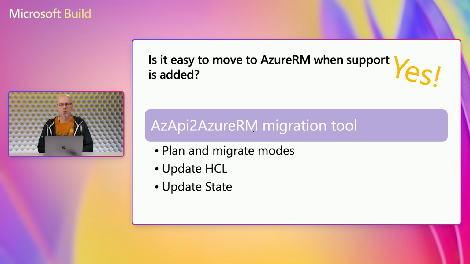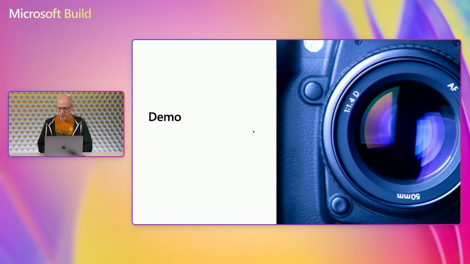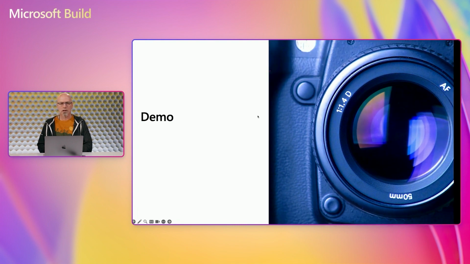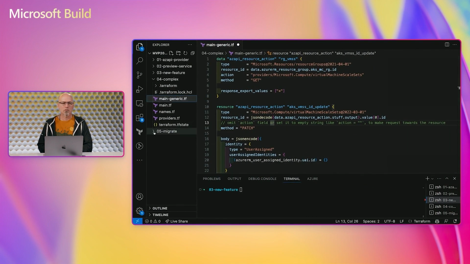We have a plan and migrate mode in here. So the plan mode will tell you what resources can be migrated. And then when you do the migrate, it will migrate both the HCL and the state. So you won't be in a scenario where you need to manually manipulate the state or anything like that. This tool will take care of that for you. So it's a really powerful way of updating that configuration. We'll jump into the last demo here real quickly, and I will talk you through what this does.